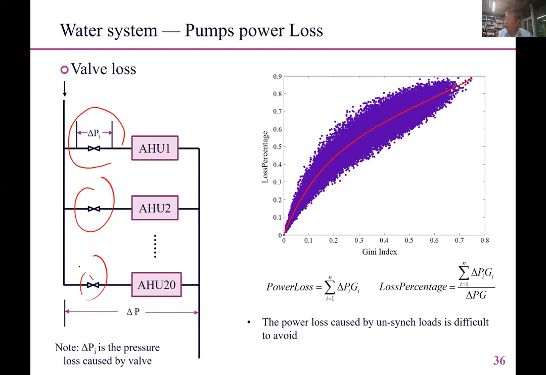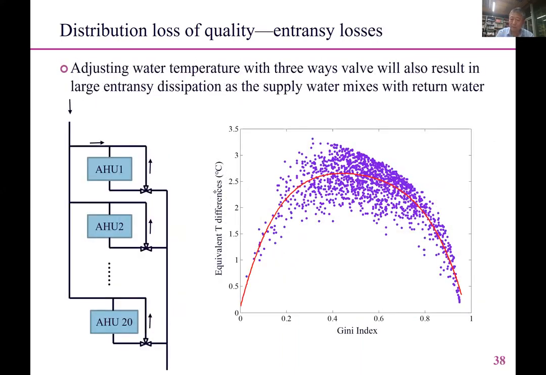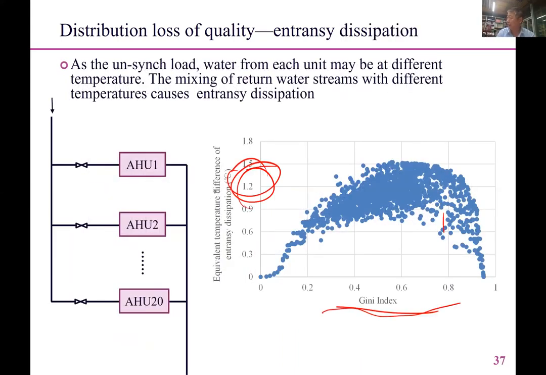What is the function of the valve? Just to consume the pump's energy. The dirty P, who provided this dirty P is the pump. So you can find the more non-uniform, the larger the Gini index, then the more energy is consumed by the valves, that's lost pump energy.